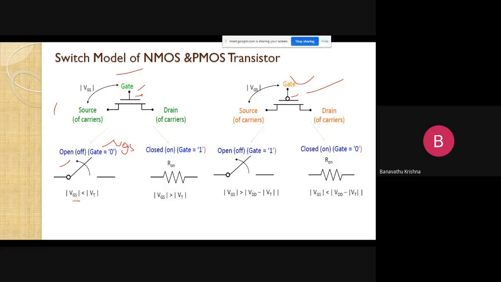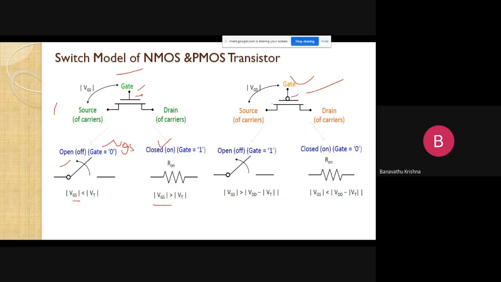Next, suppose the device is going to the on condition. Here your applied voltage VGS is greater than VT, which means the applied input voltage exceeds the threshold voltage. Then only the device goes from one position to another, from off position to on position. Then the switch acts as a closed switch, offering resistance. Based on this voltage, the resistance is controlled.